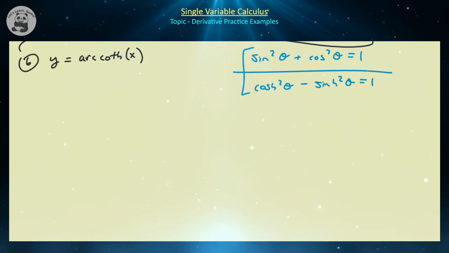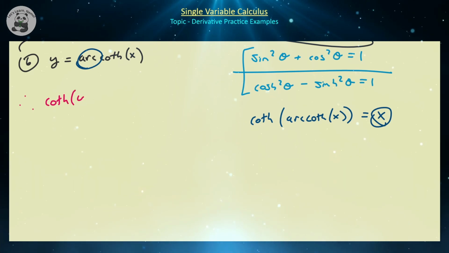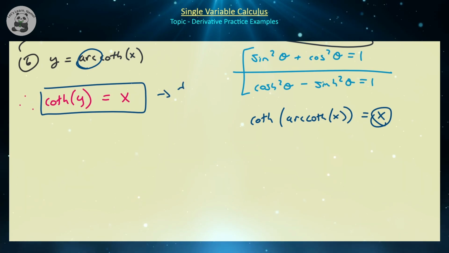Okay, so what do we have here? The first thing I'm going to do is get rid of this inverse term. Because keep in mind, if I take the hyperbolic cotangent of the inverse hyperbolic cotangent of x, I'm just going to get x on the right-hand side. So I'm going to have the hyperbolic cotangent of y is just equal to x, and still my goal is to find what dy over dx is equal to. As long as you know the derivative of hyperbolic cotangent, then we're safe.